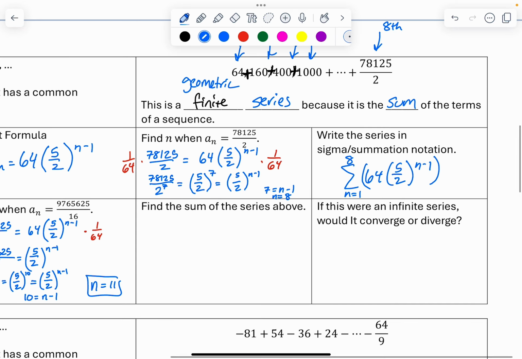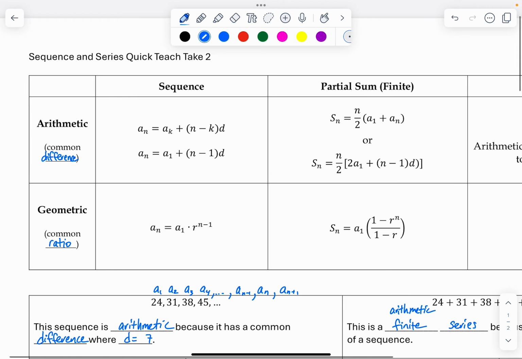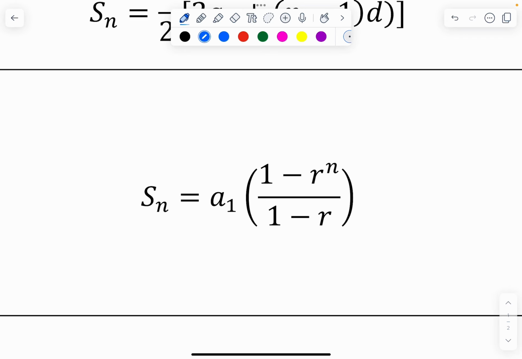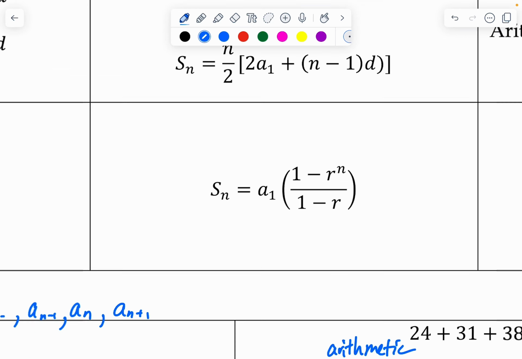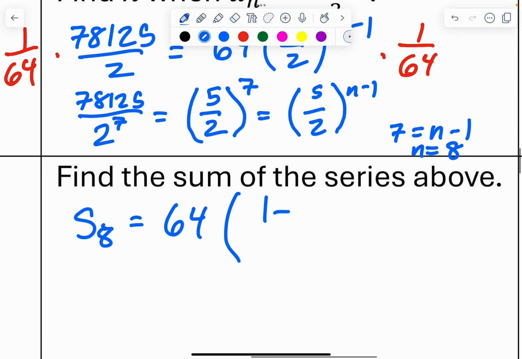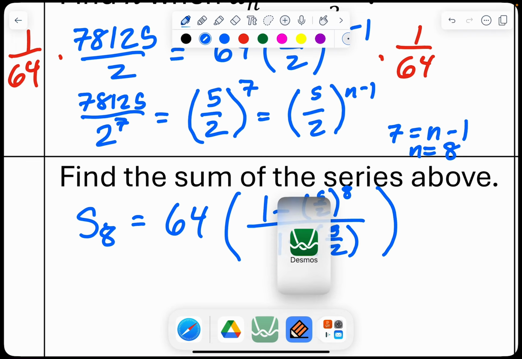And, okay, find the sum of the series above. So now this is a geometric series. Let's go back to our table. And our partial sum looks something like this. It's the sum of n terms is equal to a sub 1 times 1 minus r to the n over 1 minus r. So it's the sum of 8 terms is equal to our first term times 1 minus our r value, 5 over 2 to the 8th power, because we're raising it to the 8th, over 1 minus r. I didn't say it correctly, but I wrote it right. Okay, and now we do want Desmos. It's going to be very helpful.